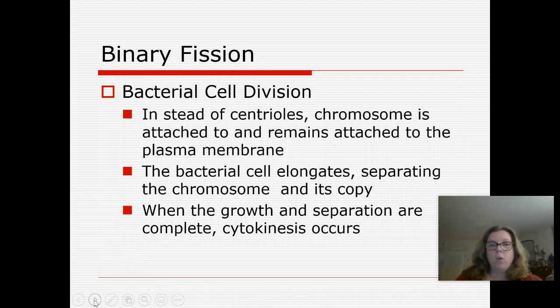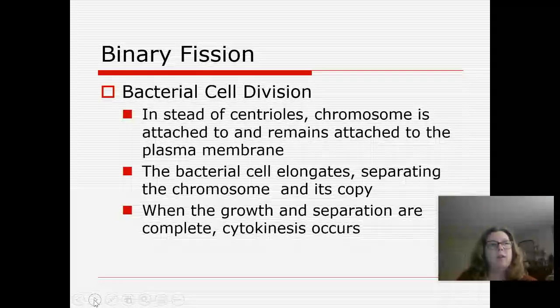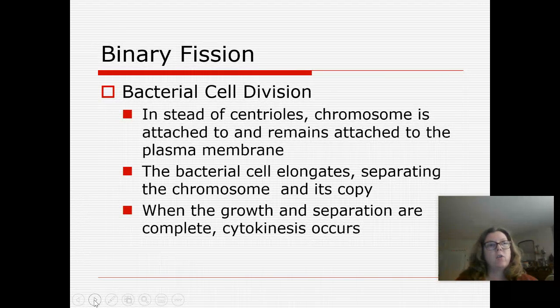In baby bio, you heard about binary fission. This is prokaryotic cell division, which is way simpler than what you saw in mitosis, even though mitosis is not all that complicated. Instead of centrioles, the chromosome gets attached to the side of the plasma membrane. And what happens is the bacterial cell just starts to elongate.